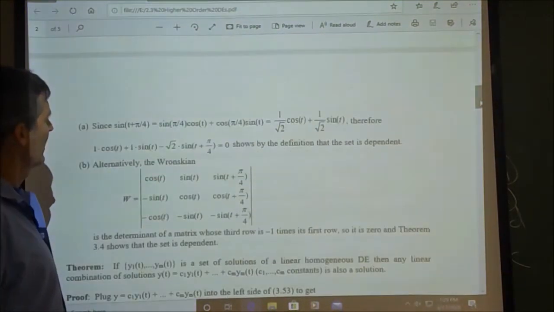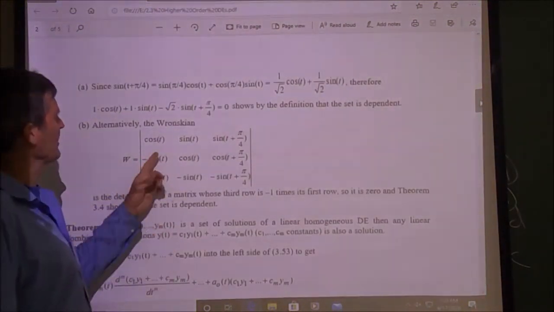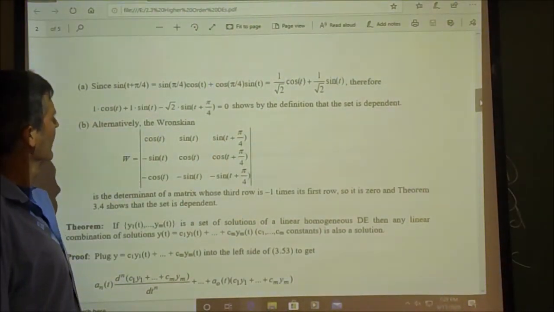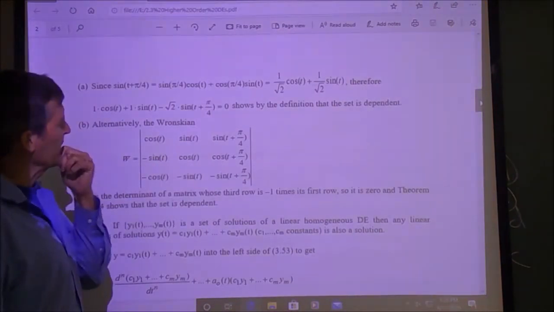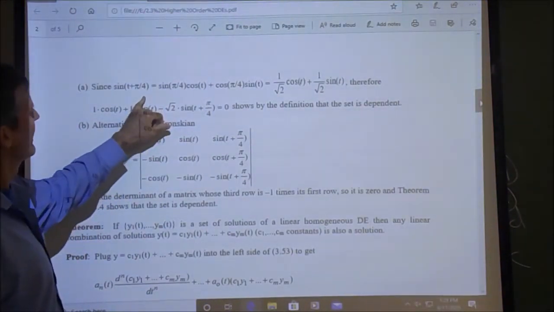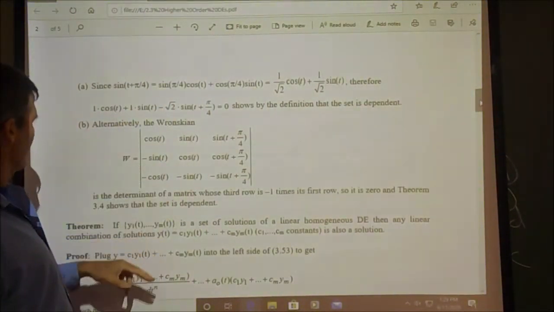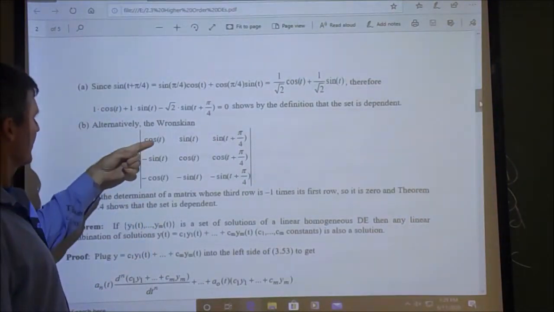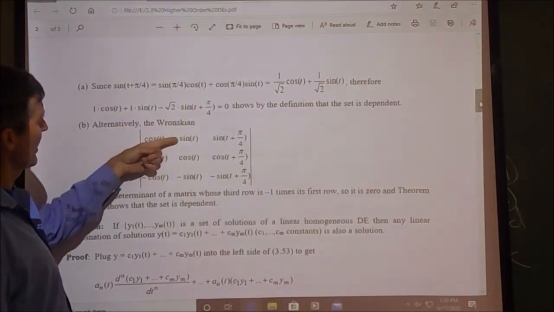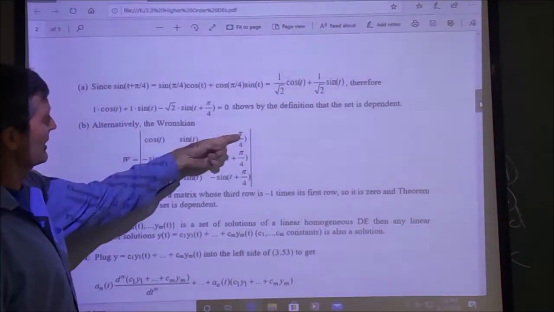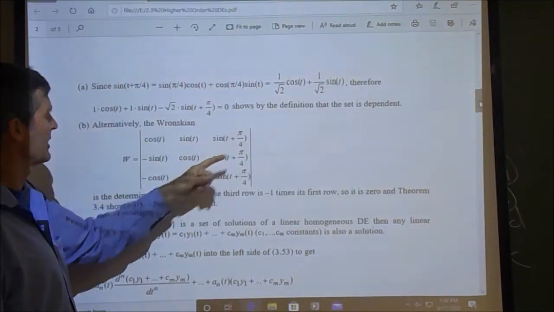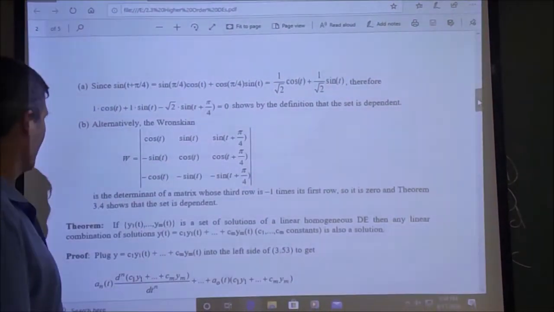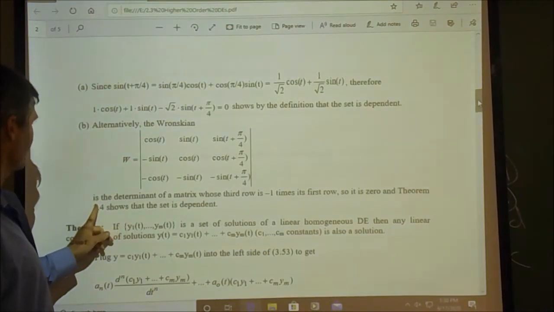Let's see. We put them into this 3 by 3 Wronskian: cosine, sine, and sine of t plus pi over 4. Well, they look kind of the same. Maybe they're dependent. I don't know. What happens is if you take their derivatives, the derivative of cosine is minus the sine, the derivative of the sine is the cosine, the derivative of sine of t plus pi over 4 is cosine of t plus pi over 4. Then you take the derivative again in the same fashion via calculus.